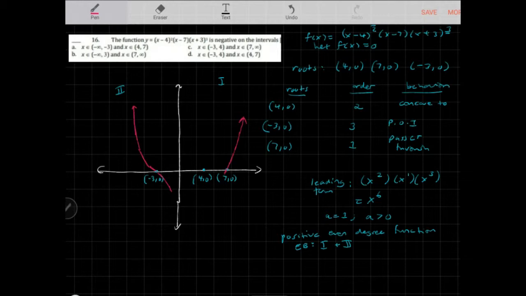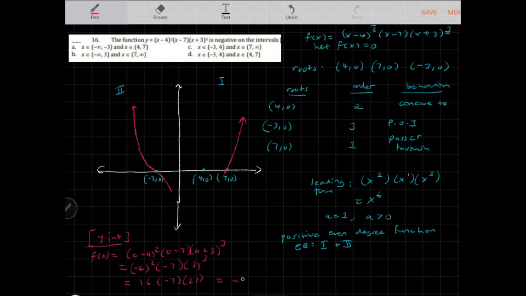Now, to help define the sketch, I'm going to find the y-intercept really quickly. If I'm finding the y-intercept, I'm doing f of 0, which is (0 minus 4) squared times (0 minus 7) times (0 plus 3) cubed. This is going to give me negative 4 squared times negative 7 times 3 cubed, which is 16 times negative 7 times 27. I'm just going to punch this in my calculator. It's about negative 3024. So it's a really low term, so it's not too important. We don't need to really make a refined sketch. We can notice how all of this kind of comes together.